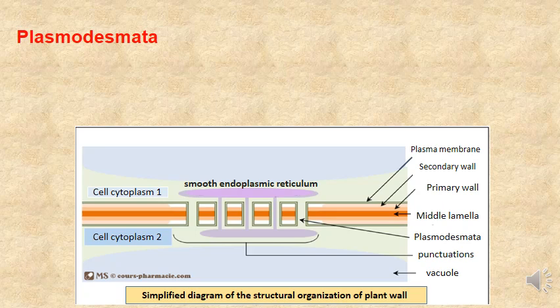Now we are going to speak about intercellular communication. After the formation of the plasma membrane, the primary and secondary wall, there remain in places spaces that will constitute the plasmodesmata, crossed by the smooth endoplasmic reticulum.